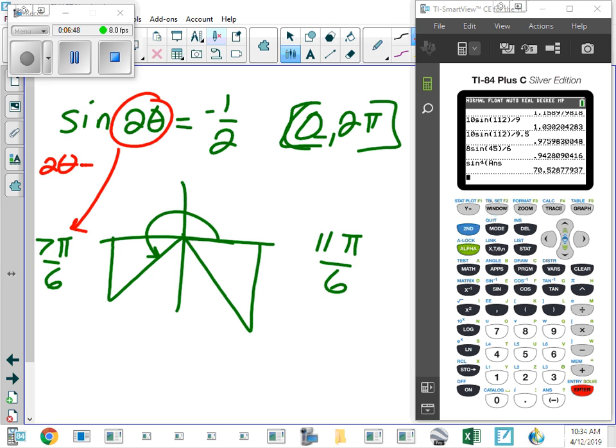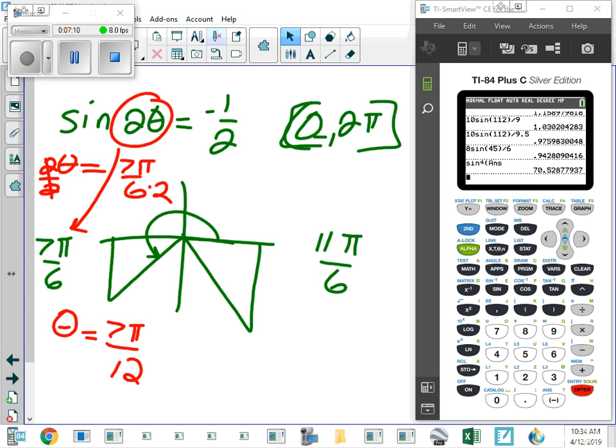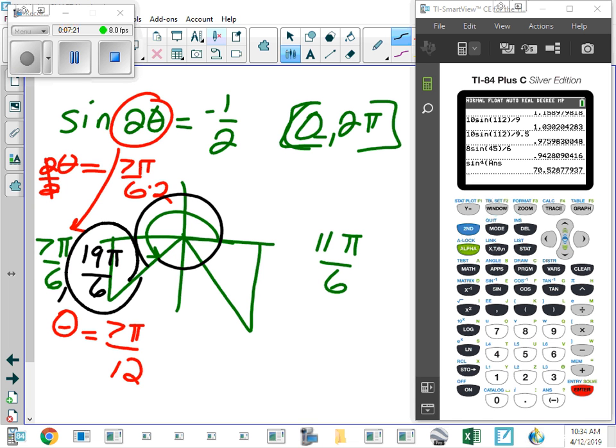2 theta is equal to 7 pi over 6. So to get theta, I divide by 2, which is multiplying by 1/2, and I get theta is 7 pi over 12. Okay? Now, I'm making the angle smaller. So if I do another rotation, instead of 7 pi over 6, it would be 19 pi over 6. If I cut that in half, what will I get? 19 pi over 12, inside the window.